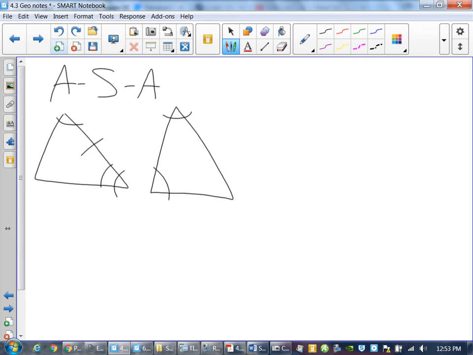Single, same basic idea. Those two would be congruent to each other because the corresponding parts match up. Not too bad so far?